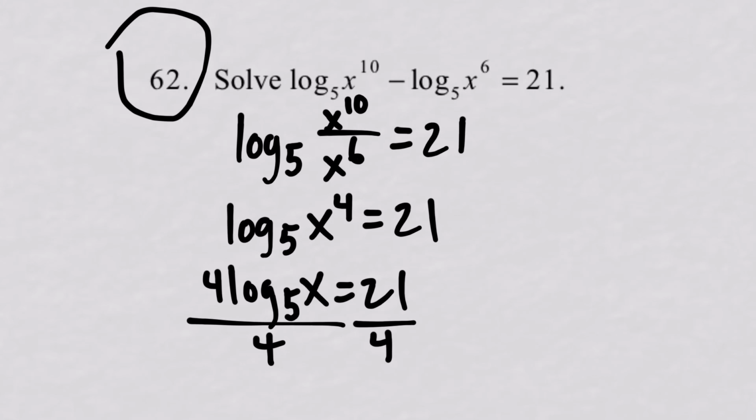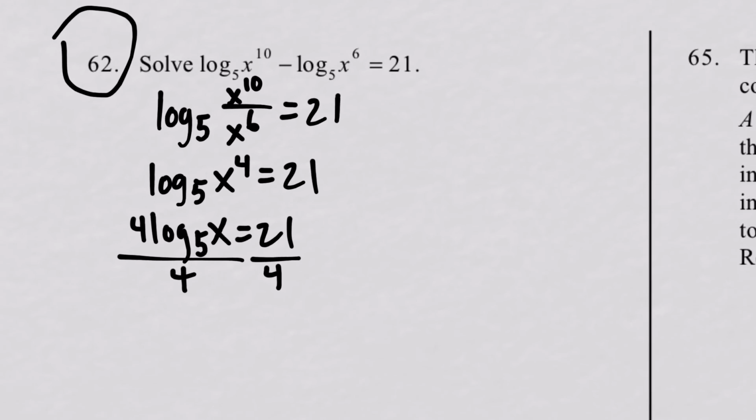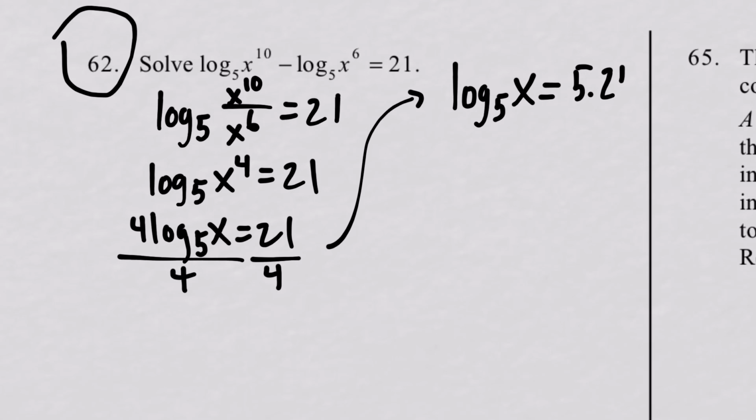So I'm going to continue over here. Let me scroll over. I got log base 5 of x equals 21 divided by 4, which is 5.25. I'm going to write it as a decimal so that I don't have to be dealing with fractions.